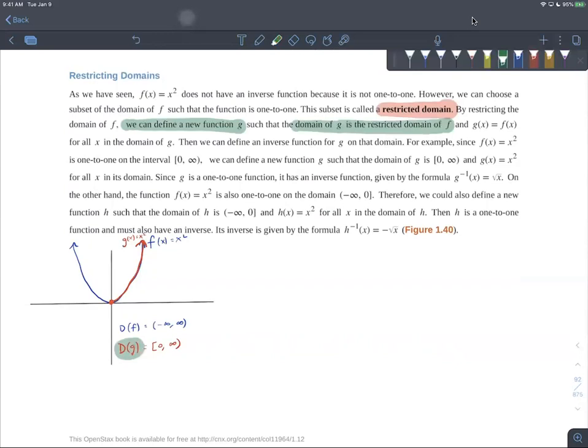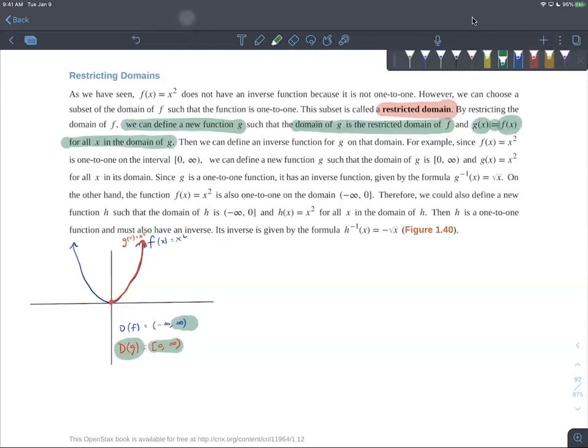Notice the domain of g is basically half of the domain of f, but it turns out that g of x is the same as f of x for all x in the domain of g. You can see they are identical. They're defined identically, and the actual graph is identical on the restricted domain of g. Then we can define an inverse function of g on that domain.